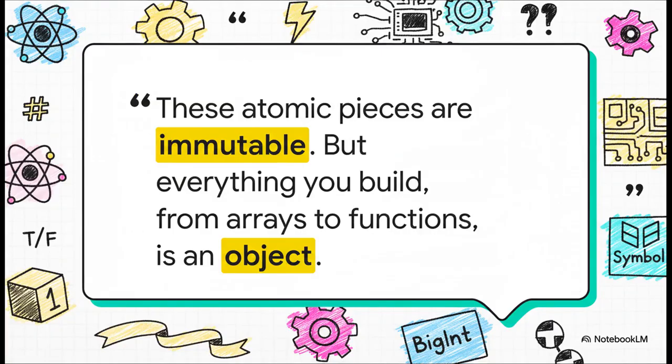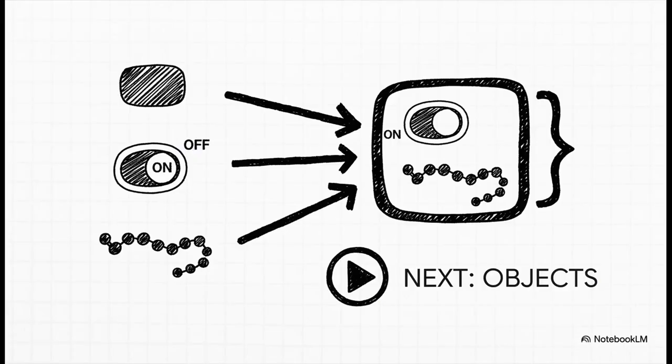So to wrap it all up, these 7 primitives are the immutable fundamental atoms of JavaScript. They each represent a single simple value. But the real magic, the real power of the language, happens when we start combining these atoms to build more complex structures. And that brings us perfectly to the next step on our roadmap.